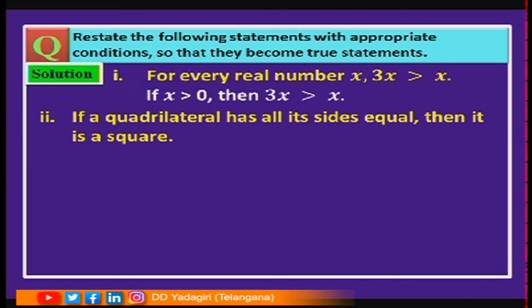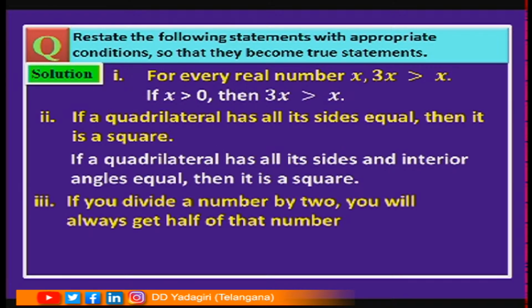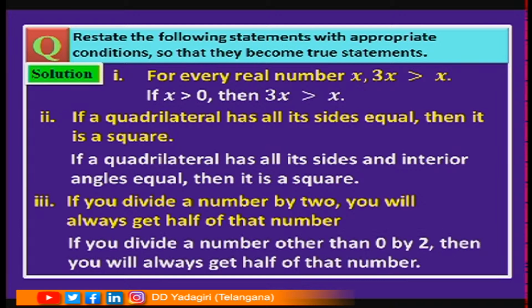The next one is if a quadrilateral has all its sides equal, then it is a square. But, children, we have already learned that if all sides are equal, then it is also called a rhombus. So, that means if a quadrilateral has all its sides and interior angles equal, then only it is called a square. Now, the third one, if you divide a number by 2, you will always get half of that number. So, you take any number, children, if you divide by 2, definitely you will get half of it, except 0.